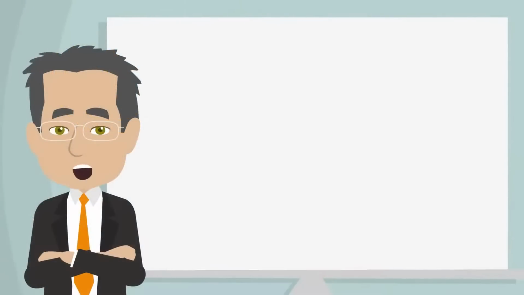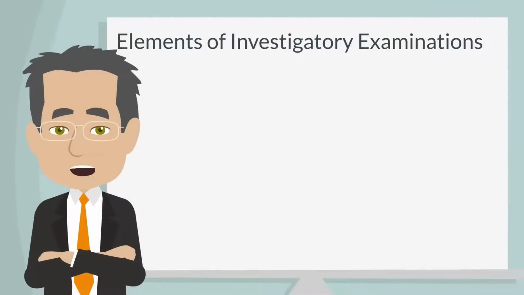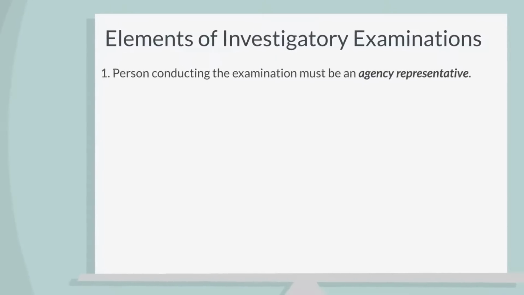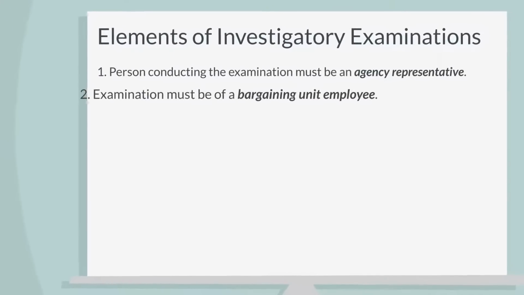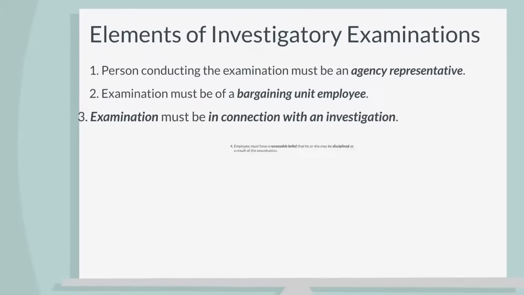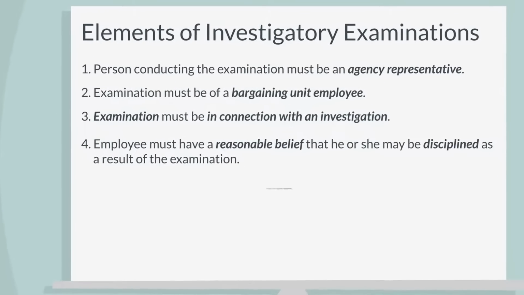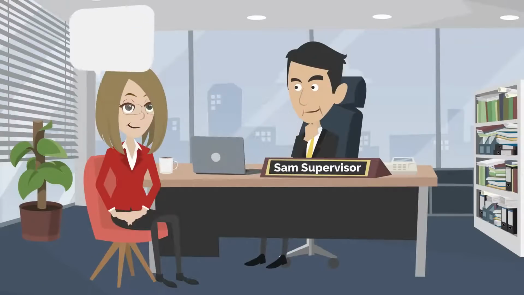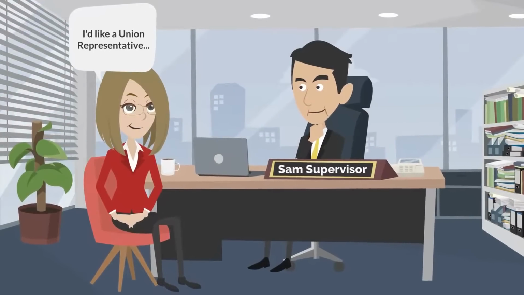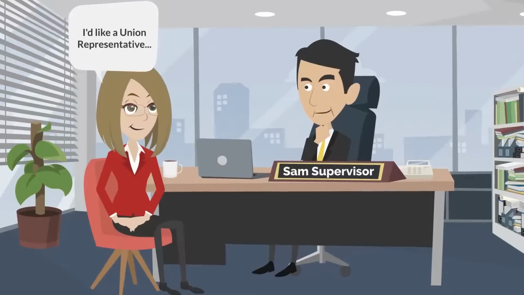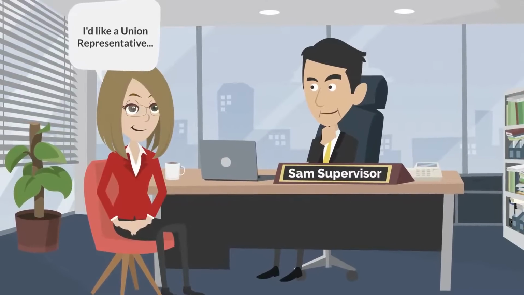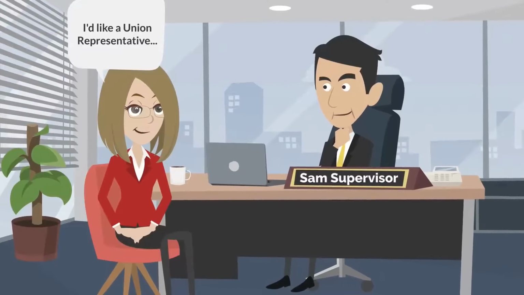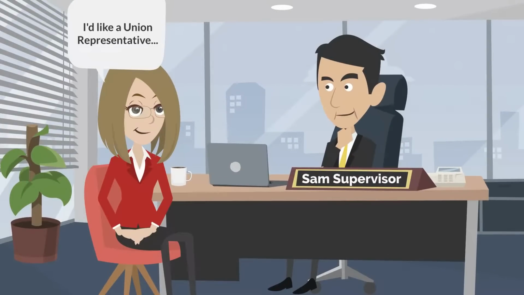As you recall, under the statute, there are 5 elements to the union's right to represent employees during investigatory examinations. An agency representative must examine a bargaining unit employee in connection with an investigation for which the employee has a reasonable fear of discipline, and the employee must request representation. Although the employee must request representation, the right in Section 7114(a)(2)(B) is the exclusive representative's right to be given an opportunity to attend the meeting with the employee. The employee's request triggers a union's right to attend the meeting, to represent the employee and the bargaining unit.